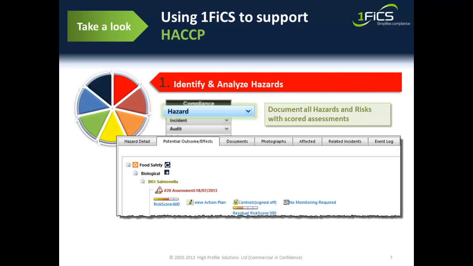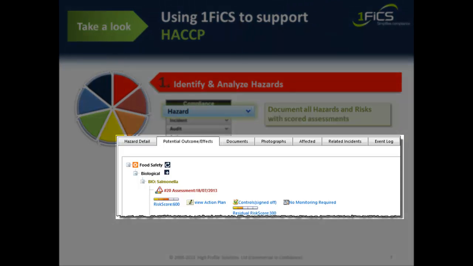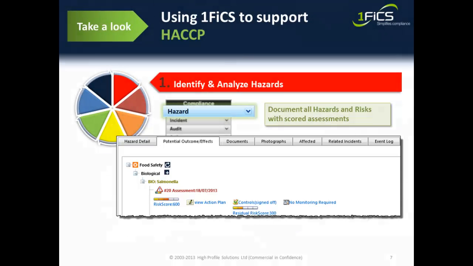Start with the identification and the analysis of hazards. This is done in the Hazards module, where you can capture all details of hazards across different types, different processes, products or locations of your business, and you can capture the responsibilities for managing the hazard.